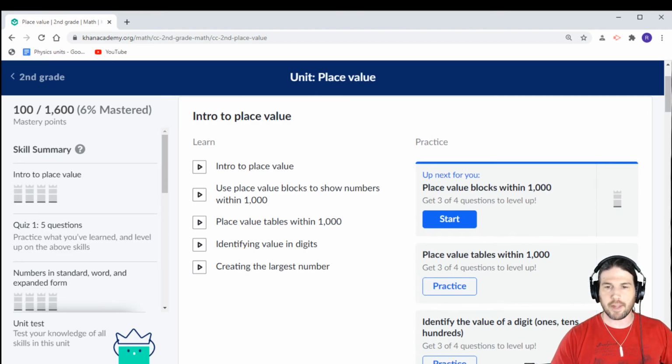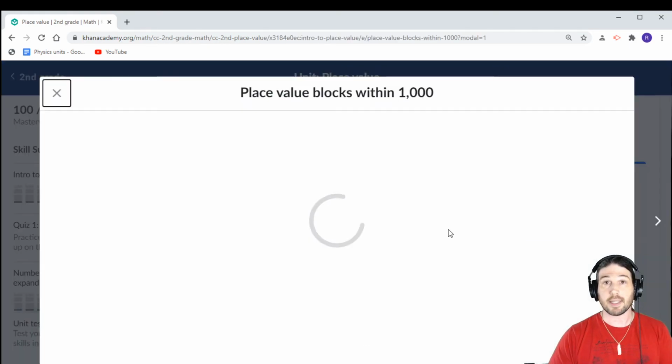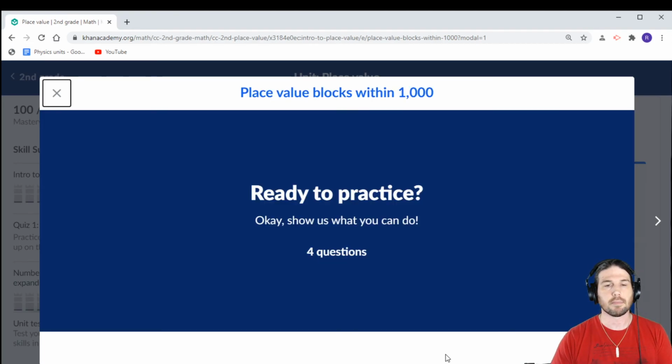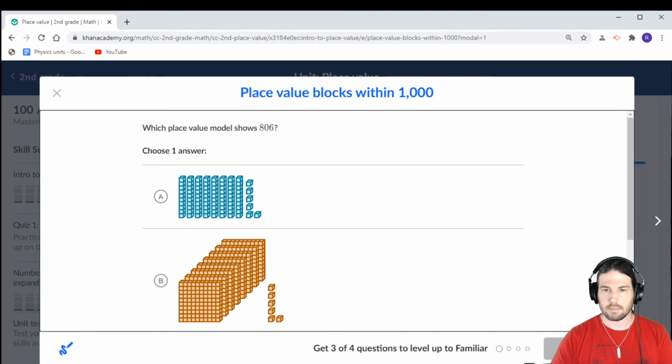Place value blocks within 100 or within 1,000. So the skills summary here is we're going to start out with intro to place value. Let's see what they mean by this. Which place value model shows 806?